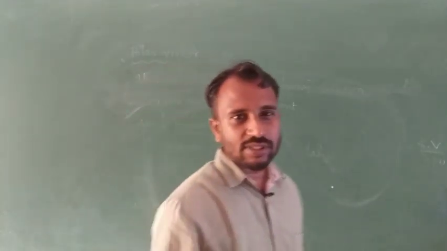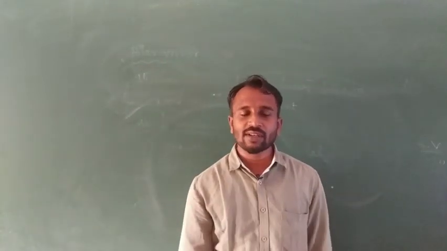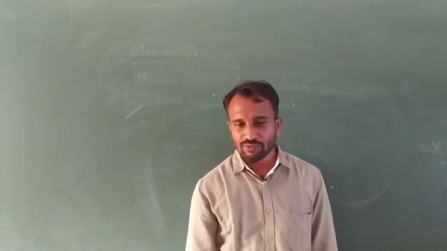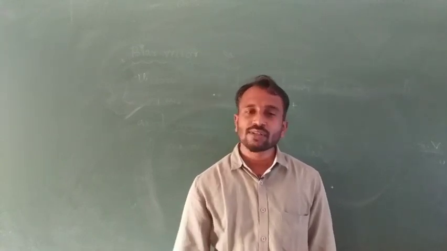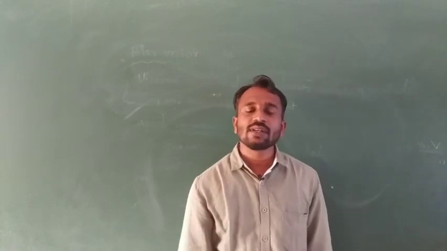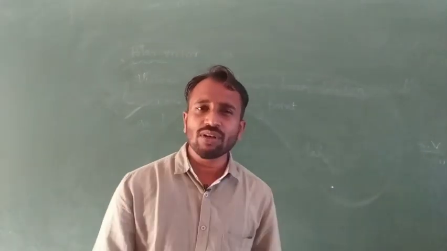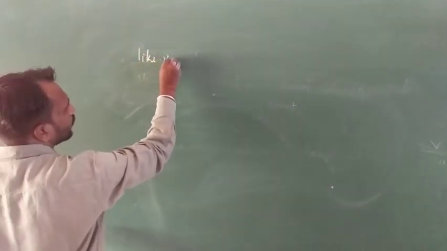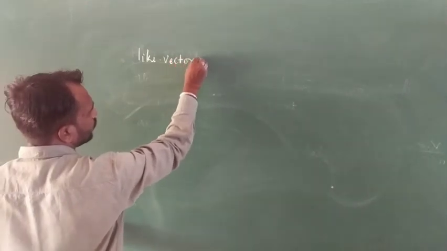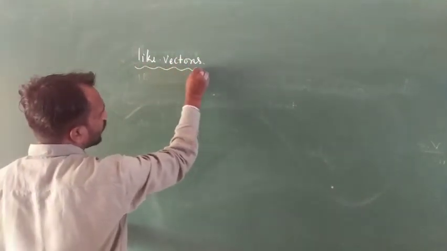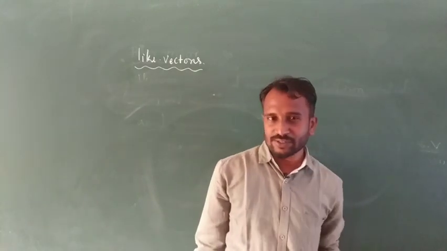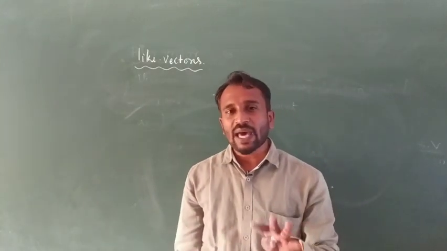So different types are there, like vectors, unlike vectors, polar vectors, axial vectors, unit vectors, null vectors, co-initial vectors. It means different types of vectors are there. Okay, so here next one we consider that like vectors. Like vectors are parallel vectors.